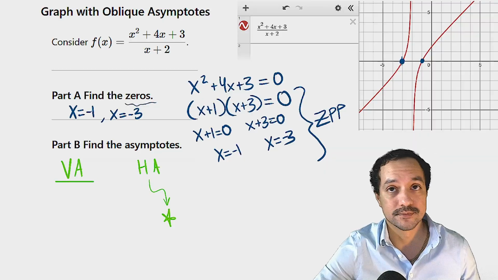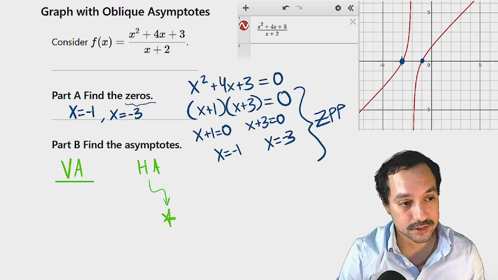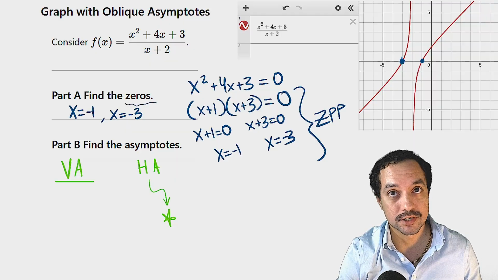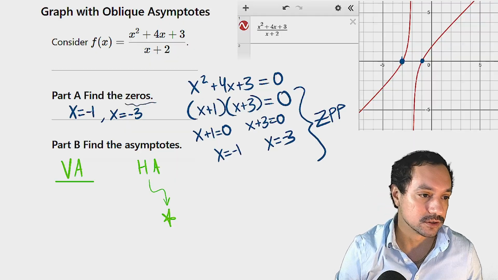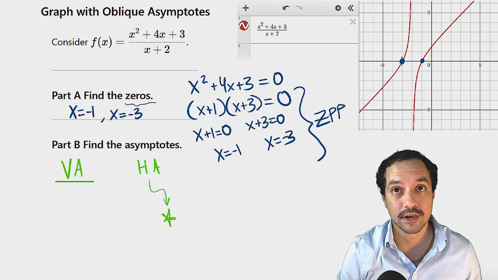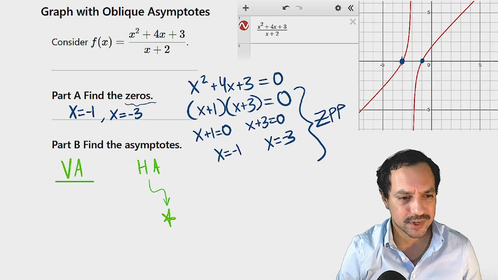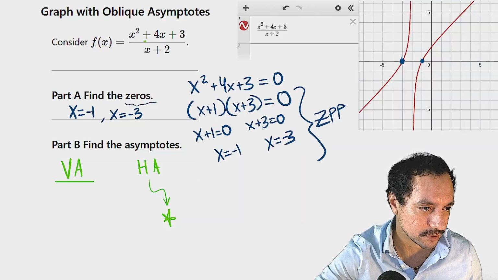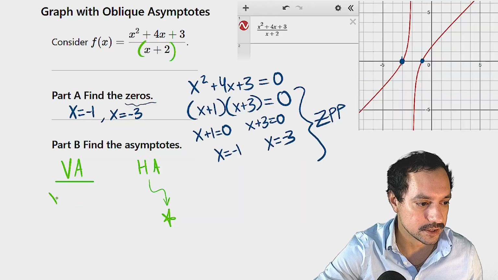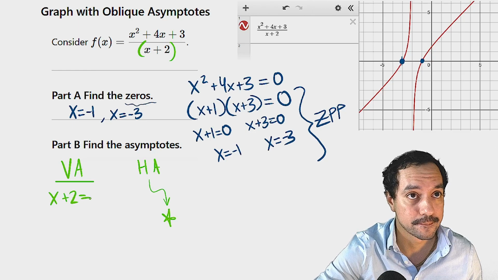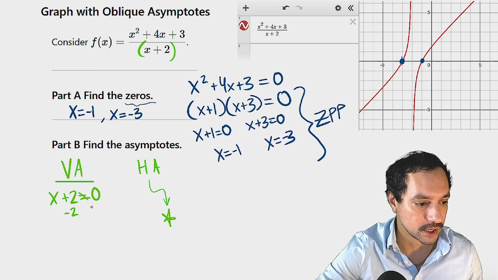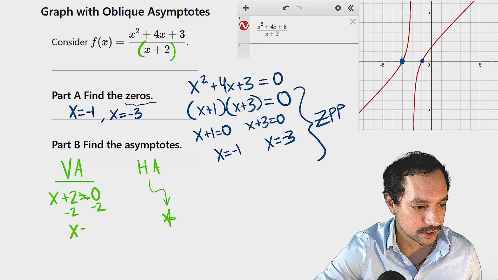So our vertical asymptote comes from a discontinuity. And the only place where our function is going to have a discontinuity is where things make our denominator 0, because we can't divide by 0. You get undefined. So I'm going to grab my denominator and set that equal to 0. Subtract 2 from both sides, right? Because I'm solving this. And I get that x cannot be -2.